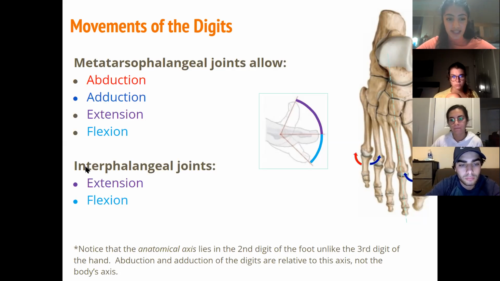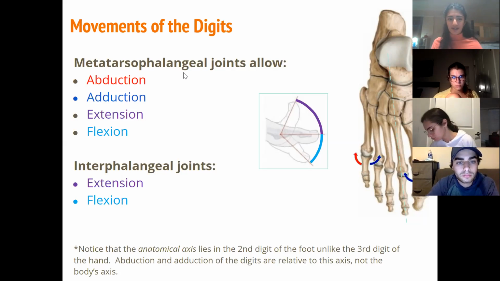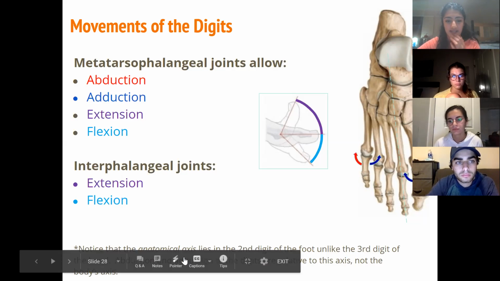And keep in mind that the interphalangeal joints in our toes also extend and flex. But if you curl your toes over, you might be doing both at the same time. You might be flexing your interphalangeal joints and your metatarsophalangeal. So just feel that out, feel how that motion feels on your feet, so you really understand how this joint is moving. Okay, and here's a quick note: the anatomical axis for the foot is on our second digit.